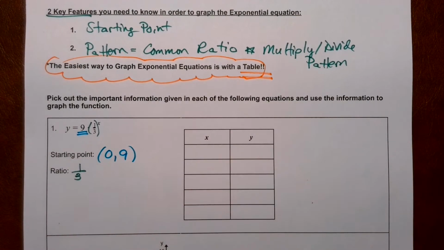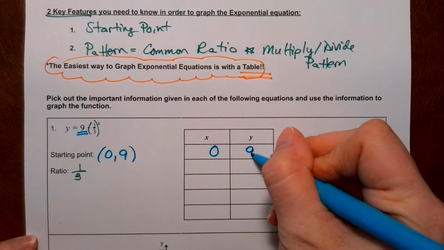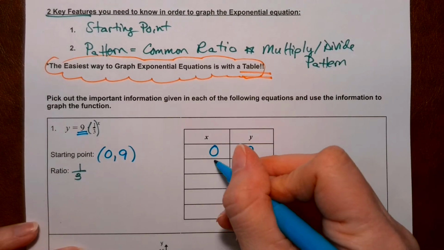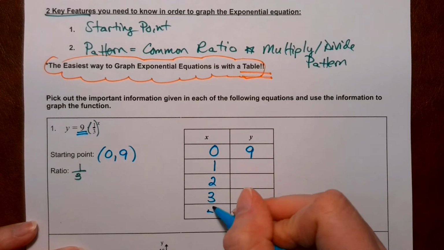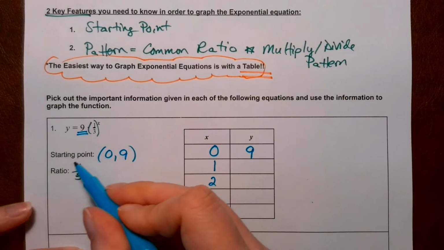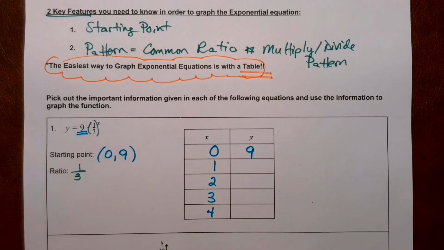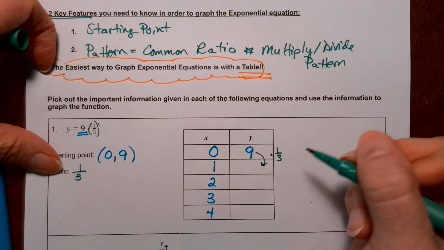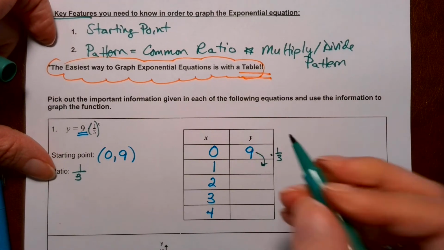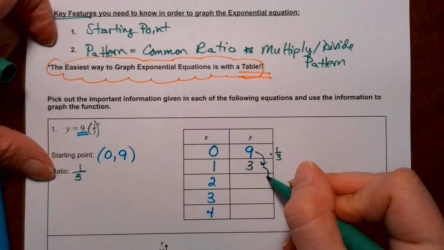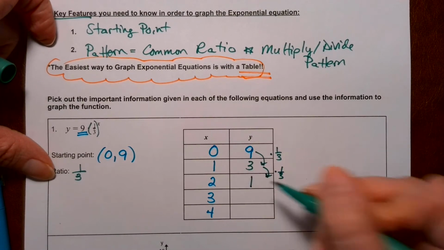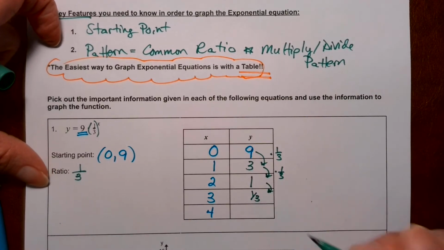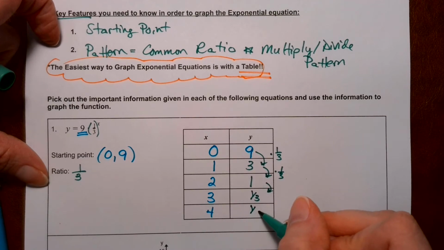I'm going to take that starting point and put it into a table over here, 0, 9. I'm going to make these x values all go up by 1: 1, 2, 3, 4, and I'm just going to use one common ratio to get to all my other points. Since it's multiply by 1/3, it's actually a divide pattern, divide by 3. That's going to be a 3. What's 1/3 of 3? That's 1. What's 1/3 of 1? 1/3. 1/3 of 1/3? That's 1/9.